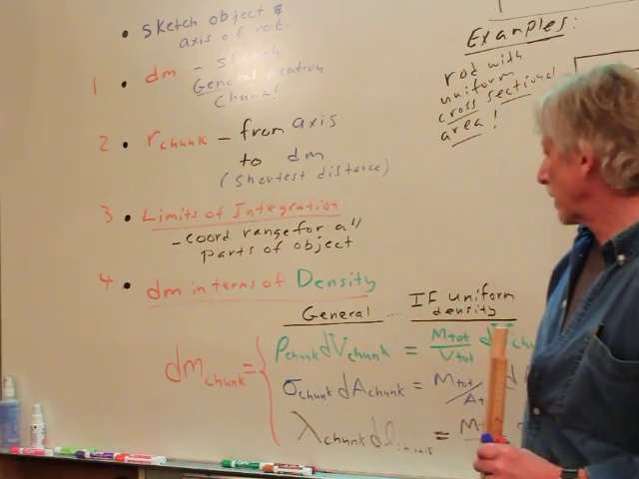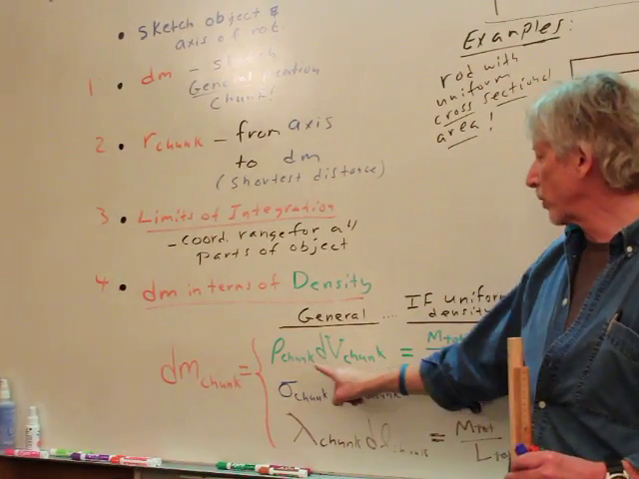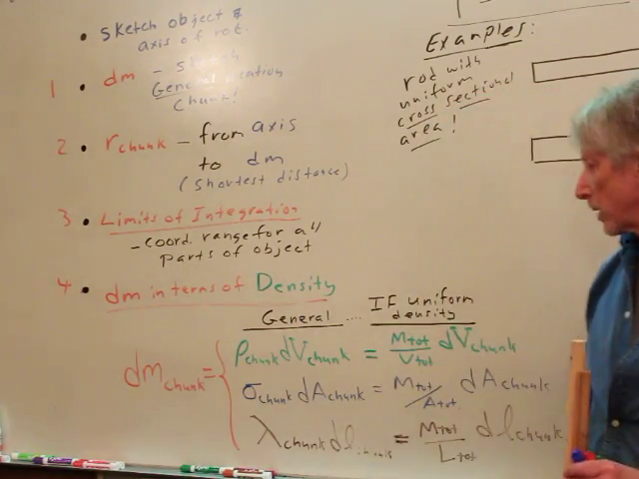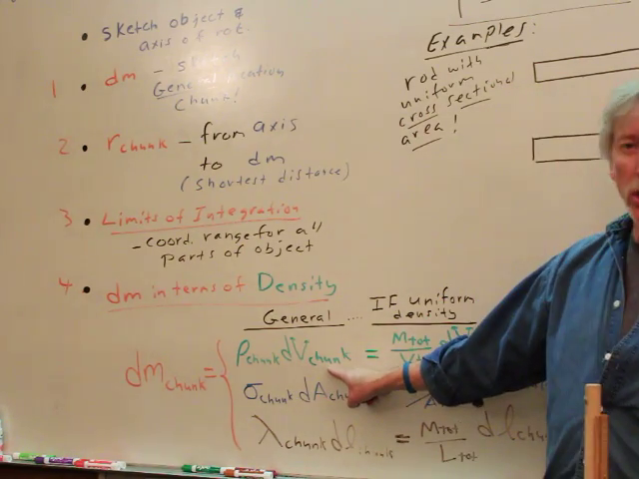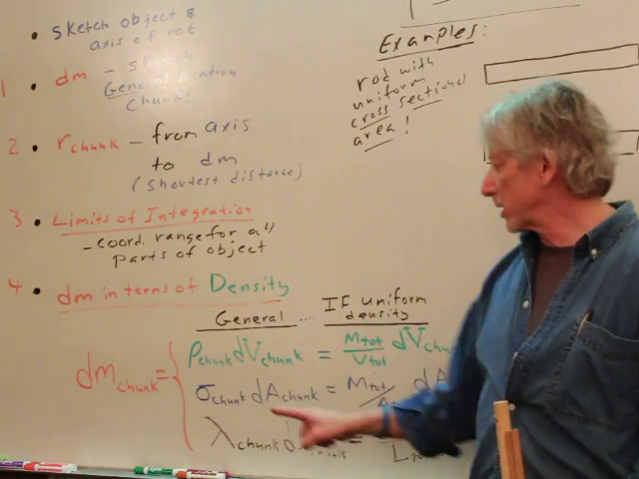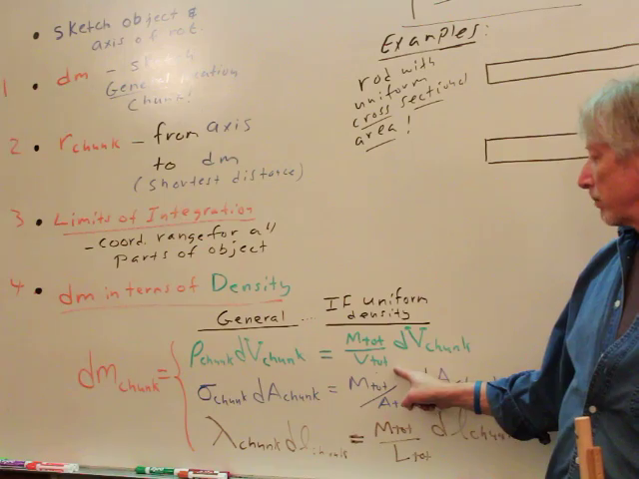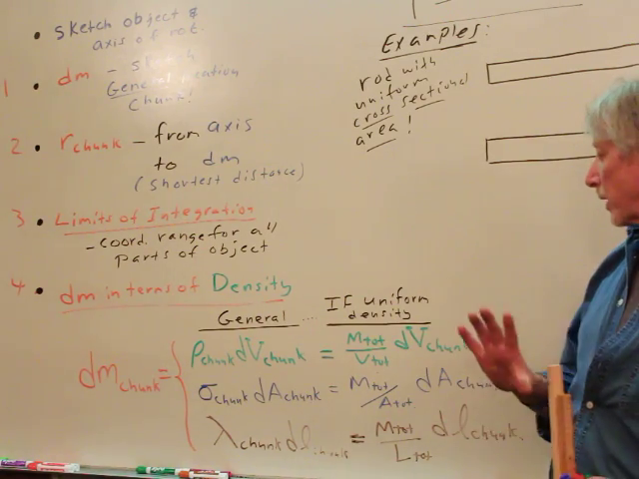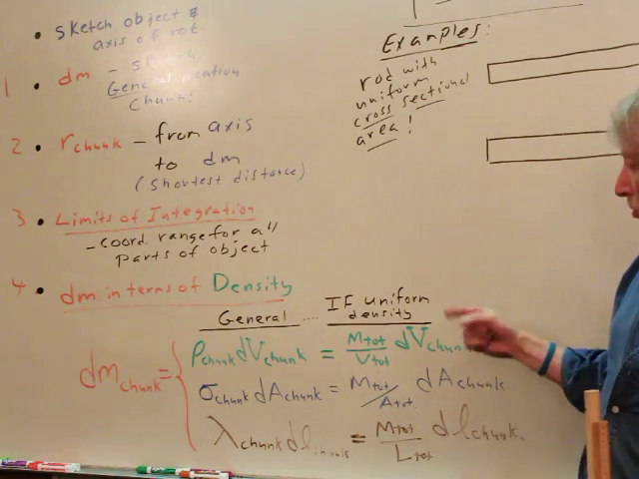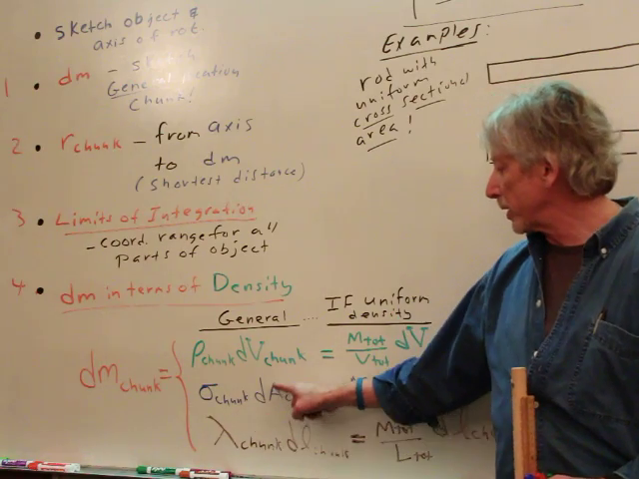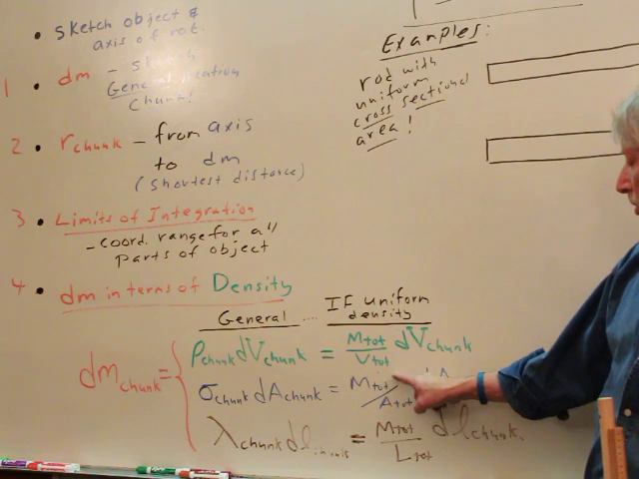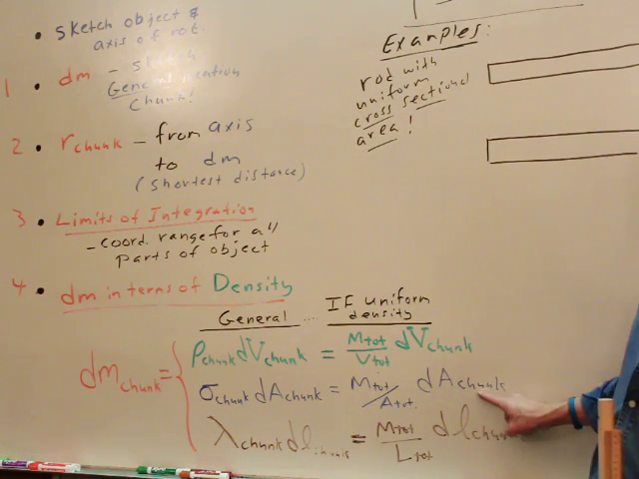dm of a chunk can be, in general, rho dV. Mass per volume times volume is mass. Right? But I'm going to write it for a particular chunk. If it's uniform density, then the density is the total mass over the total volume. But only if that's true. It's often the case, but not always. And then times dV of that chunk. Okay? So also true for mass per area times the area of a chunk. If uniform, mass total over area total, dA again of that chunk.